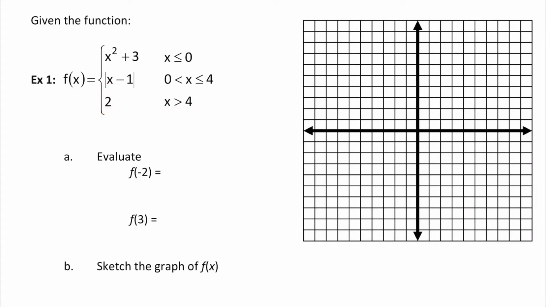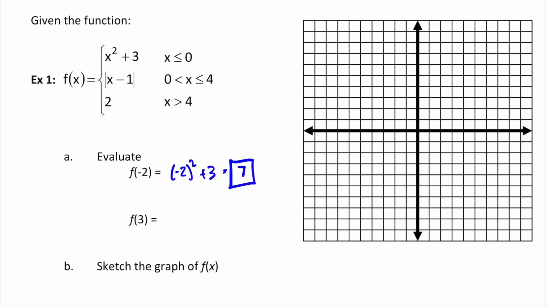First thing I want you to do is evaluate f of negative 2. Well, remember, you don't plug it into all 3 of these. It's just going to be plugged into one. Which piece? That depends on what number this is and where it falls in relation to these 3 intervals. So negative 2 obviously is less than or equal to 0, so we're going to plug it into that function right there. So this is going to be negative 2 squared plus 3. Negative 2 squared is positive 4. 4 plus 3 equals 7.